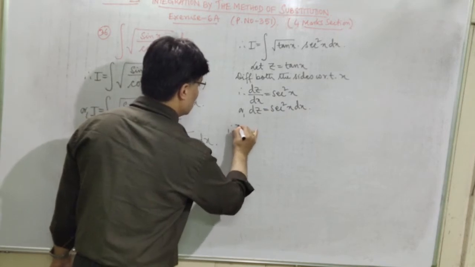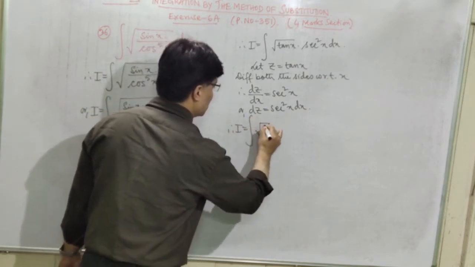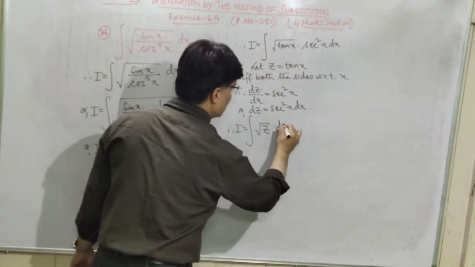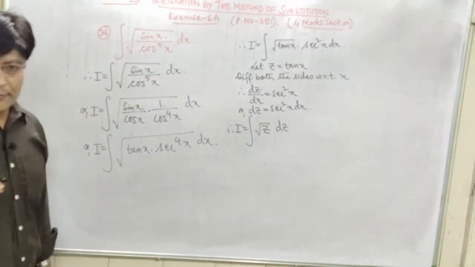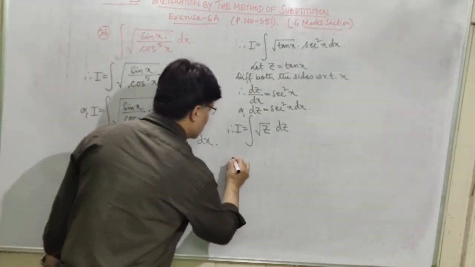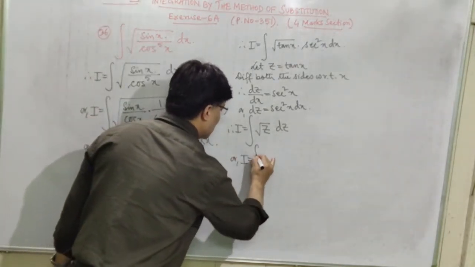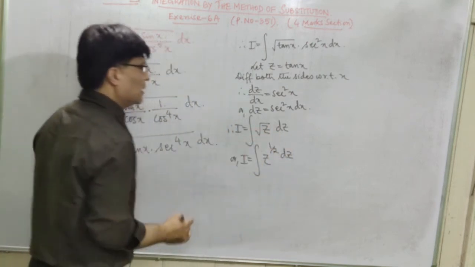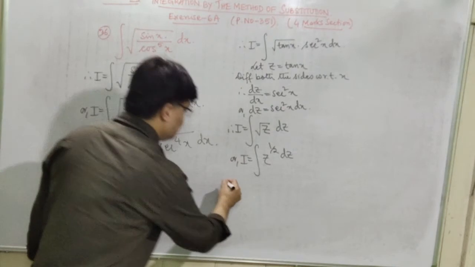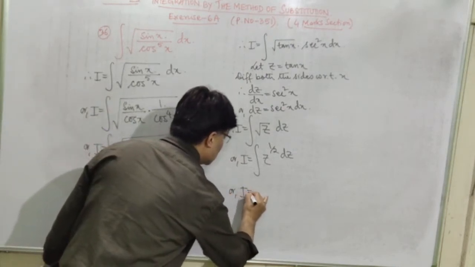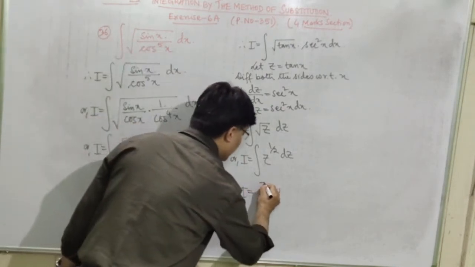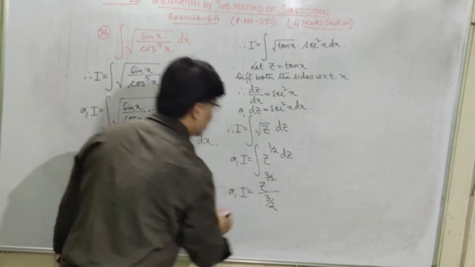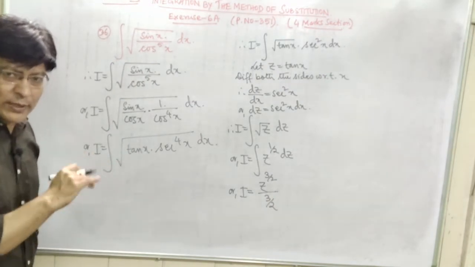So what is I now? I is equal to integral of root over z, and sec square x dx is your dz. So I think I have understood it now. So what is square root of z? I is equal to integration of z to the power half dz. Now you can easily integrate them. What is the integration of z to the power half? It is z to the power 3 by 2 divided by 3 by 2. That is z to the power n plus 1 divided by n plus 1.